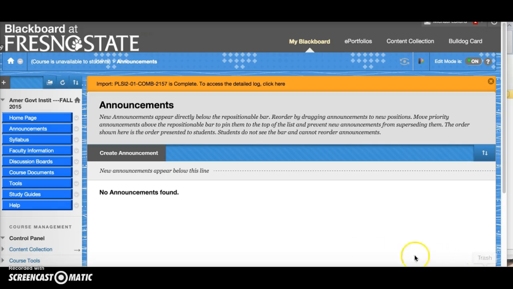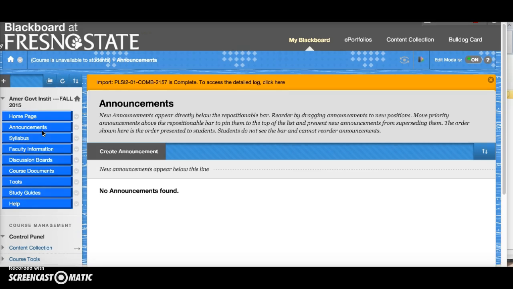Now let's get started. The first thing you need to look for is the announcements. This is how I'll be communicating with you most often. Check for announcements regularly. I'm going to be putting deadlines and assignments and other information I think you should know in the announcements section. There'll be a lot of useful information there.